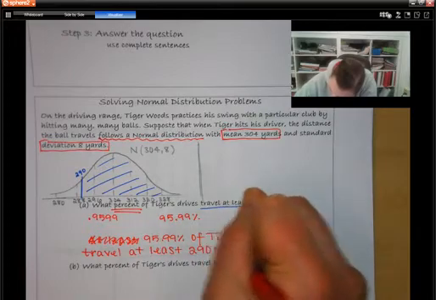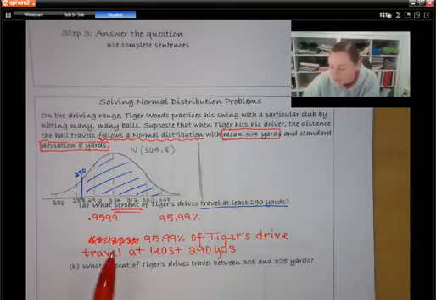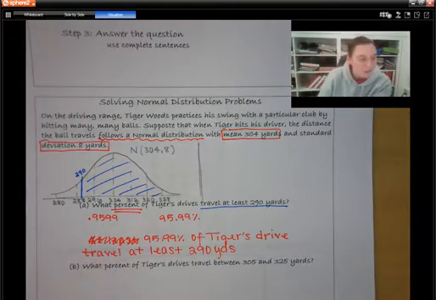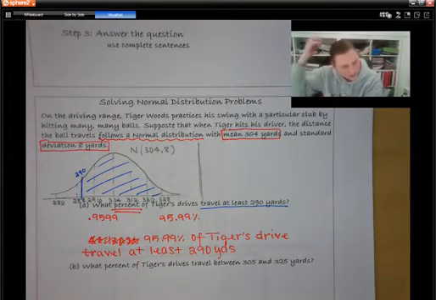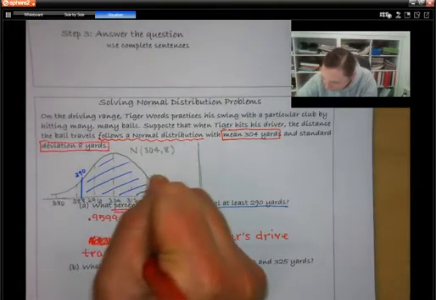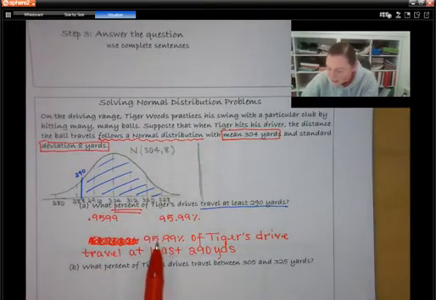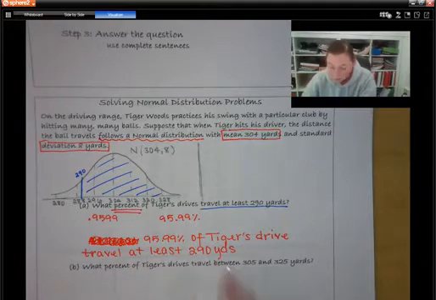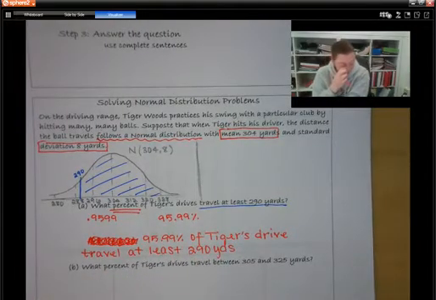290 yards. I suppose I could have said, no, I don't even know how I would have started it with talking about the yards first. Sorry. So I put it into context. I answered the question. 95.99% of his drives travel at least 290 yards.